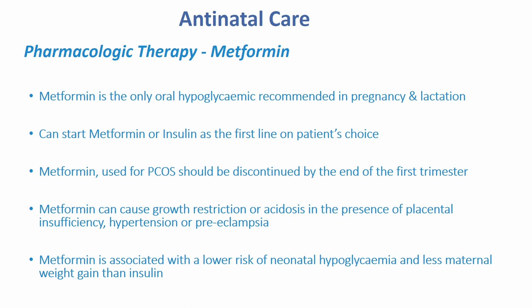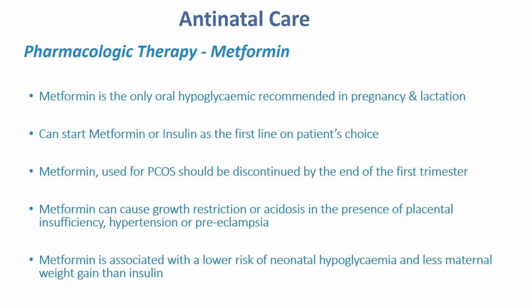And if the patient was on metformin for polycystic ovary syndrome, the guidelines suggest stopping that after the first 12 weeks of pregnancy, in the first trimester, and changing to insulin instead. The bad thing about metformin is that it can cause growth restriction, and acidosis in the presence of placental insufficiency, hypertension, or preeclampsia. So if those conditions are there, we had better stop metformin and start insulin. The good thing about metformin is it is associated with a lower risk of neonatal hypoglycemia and less maternal weight gain than insulin.